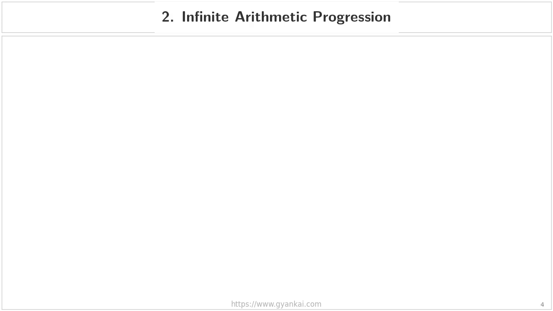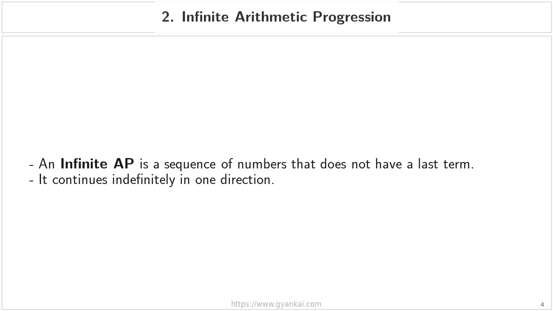2. Infinite arithmetic progression. Now that we have a clear understanding of finite arithmetic progressions, where the sequence has a definite end, let's shift our focus to the opposite concept, the infinite arithmetic progression. An infinite AP is a sequence of numbers that simply does not have a last term. Unlike the staircase example we just looked at, which stopped at the 10th step, an infinite progression continues indefinitely in one direction, never reaching a final value.